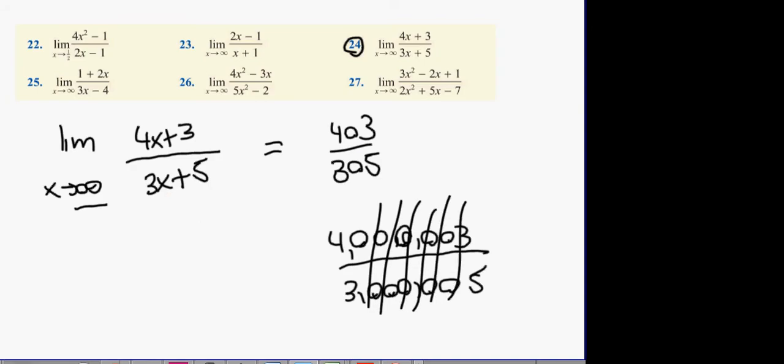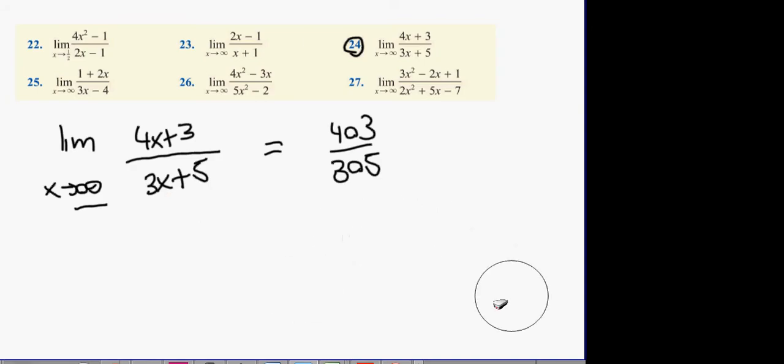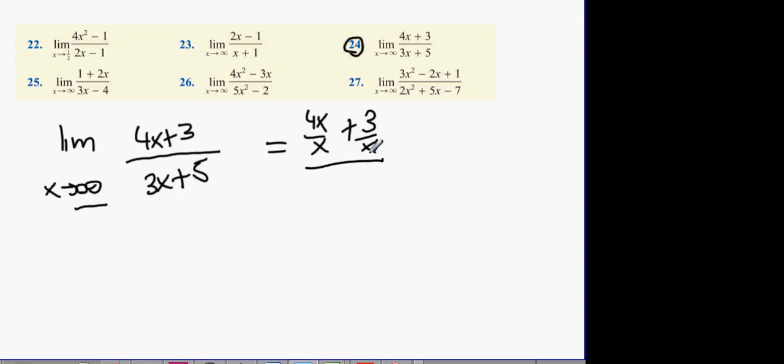Now to prove this, in all of these questions you're going to look at your biggest value of x. Your biggest value of x is x itself at the moment. Divide top and bottom by x. So you're going to get 4x over x plus 3 over x, divided by 3x over x plus 5 over x. Please remember, when you divide the top and bottom by the same number, you don't affect the number. 4x divided by x is 4, 3x divided by x is 3.